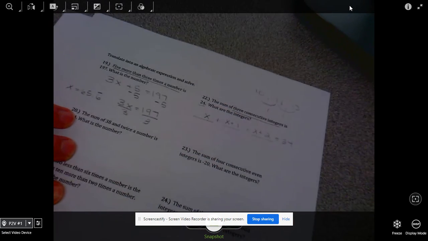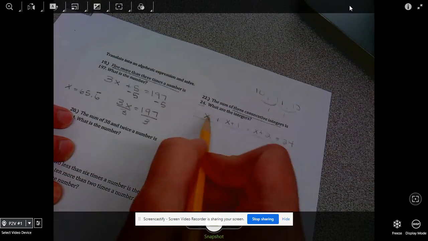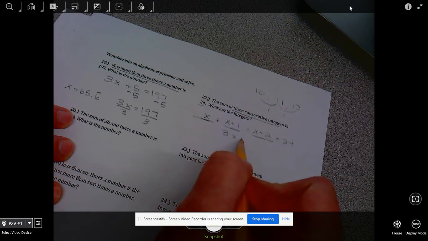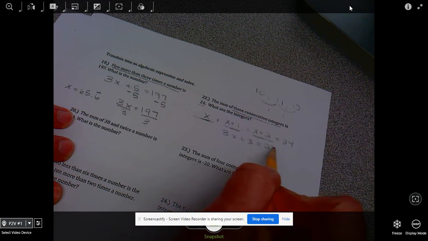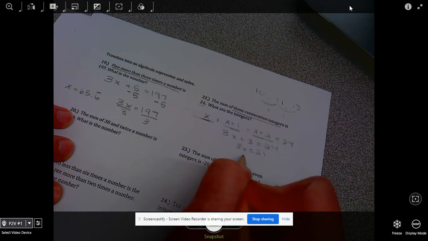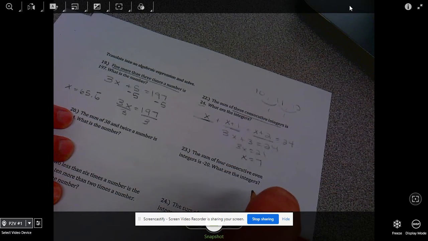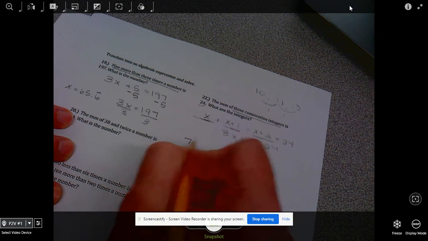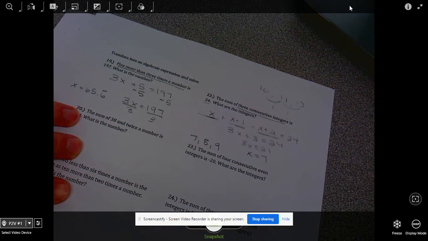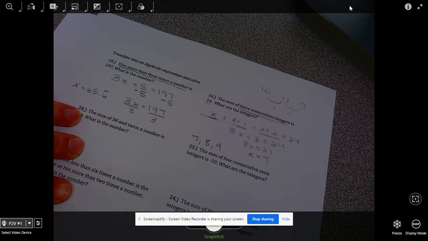It wants to know what the integers are. Well, I can figure out the first one by combining like terms. If I combine like terms and I solve, I know the first integer was 7. So then the next integer must be 8, and the next integer must be 9. That's it.